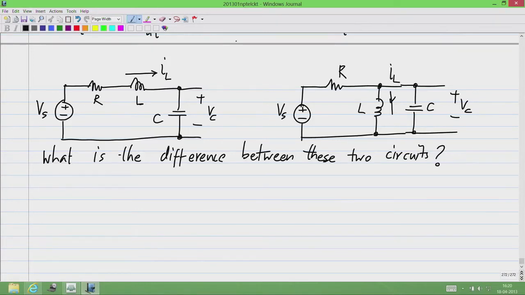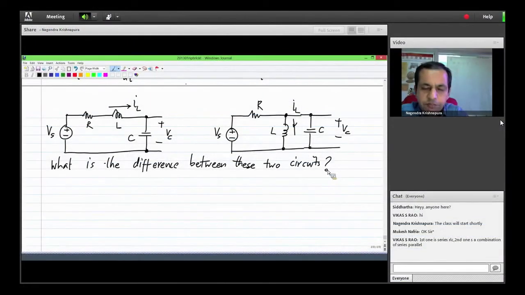Yeah, so there was an answer from Vikas that the first one is a series RLC and the second one is series parallel, but it is actually parallel RLC. What I mean by this is the following.